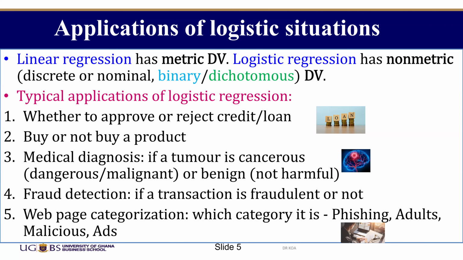Fraud detection is a typical example. A transaction is either fraudulent or not fraudulent. Suppose somebody comes to take some money, or somebody applies for some money, the bank is supposed to put some mechanisms in place to detect whether this is a fraudulent transaction or not. In such a case, you have a binary outcome.